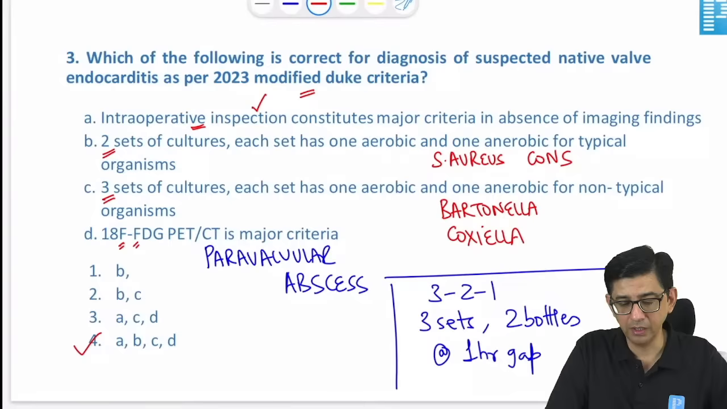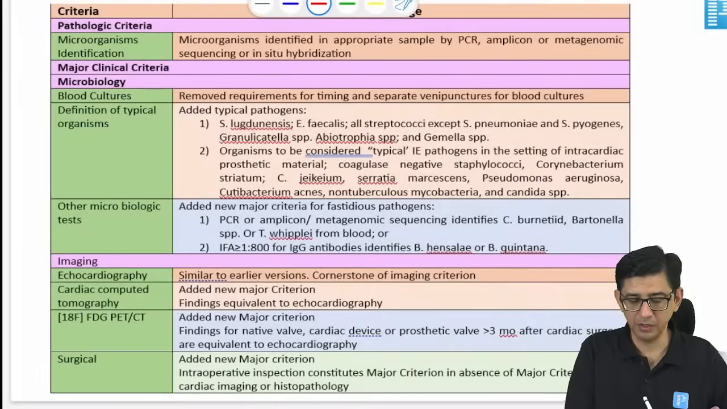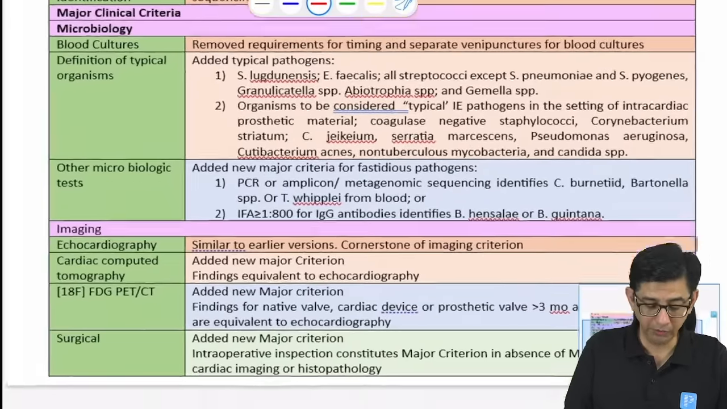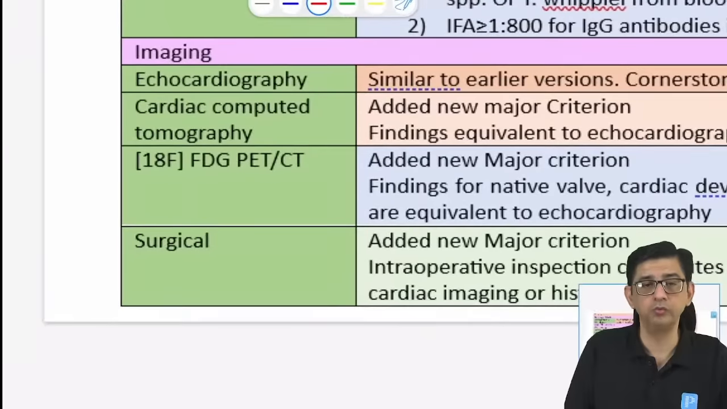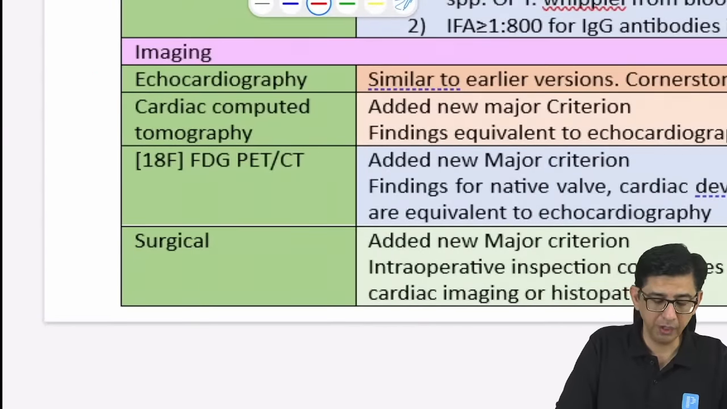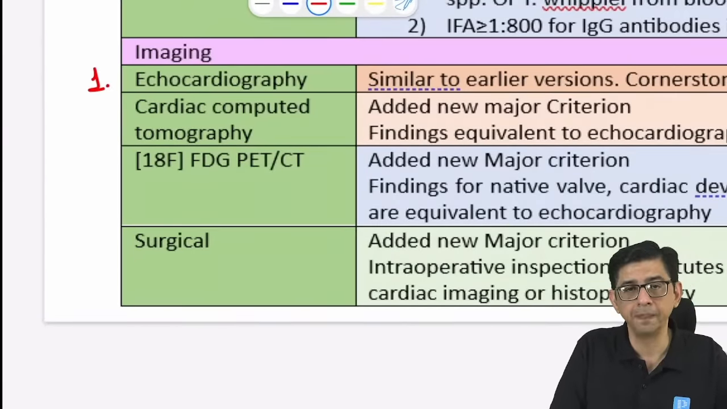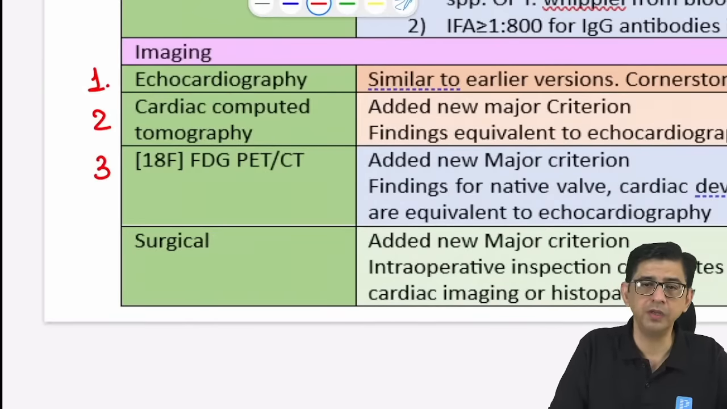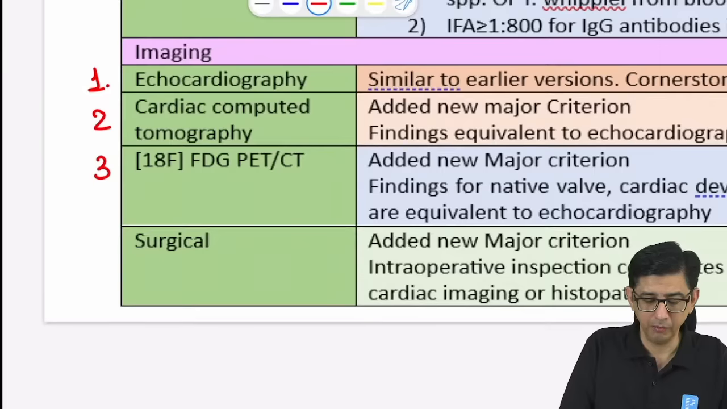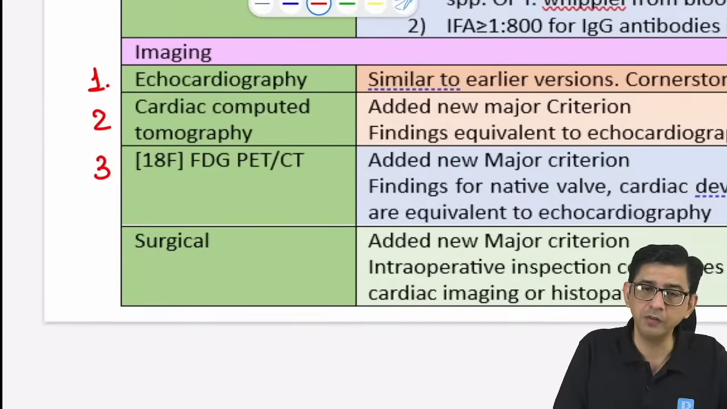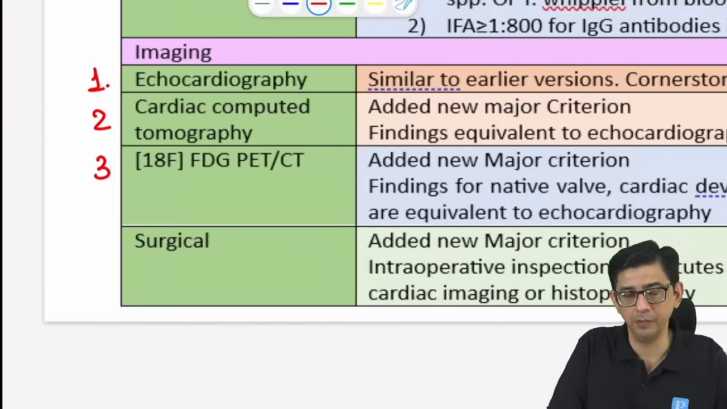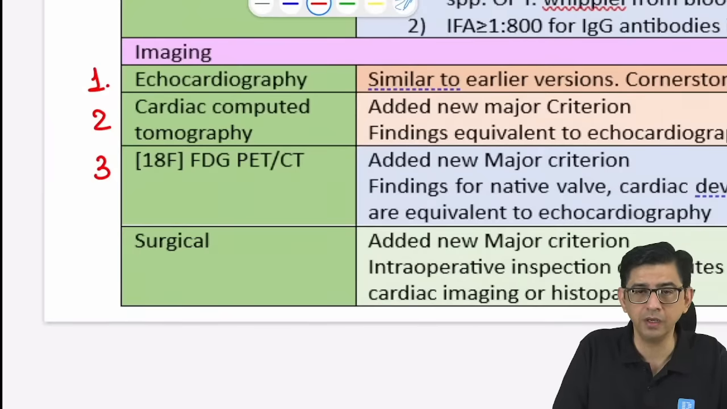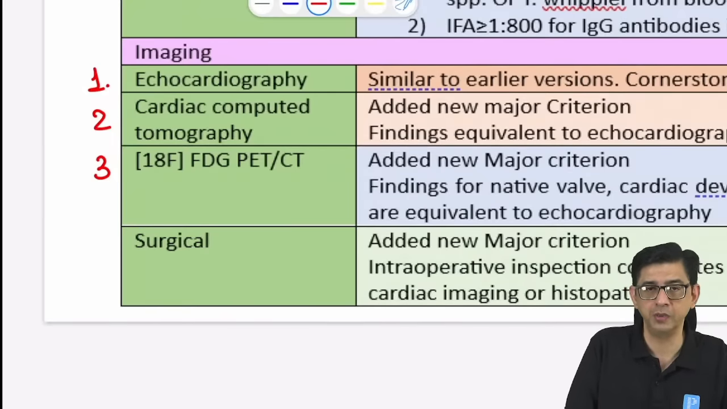Yes, a single culture is okay, but all these parameters are correct, and we just need to practice this data. Though it may sound a little overwhelming, I just want you to focus on the core issues. Echocardiography is still part of the imaging criteria, but over and above this, he has added two more investigations. I'm coming to PCR. We can do PCR, and we can also do metagenomic sequencing for identifying the bacteria, because blood culture is anyway good enough. But if blood culture is not available or the patient has taken antibiotics, then I'll do a PCR. I can do amplicon, I can do metagenomic sequencing.